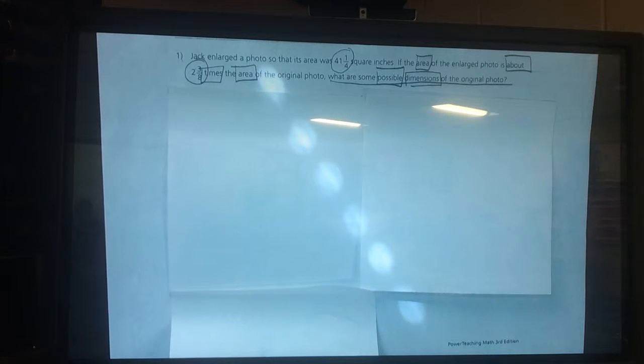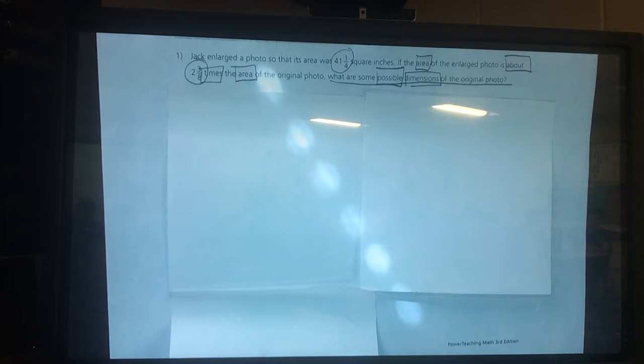Now, when I think of area, I think of the formula area equals length times width. So when we have a number such as 41 1/4 square inches, and that's the area of an enlarged photo, then we know that the length times the width of that photo is equal to 41 1/4 square inches.